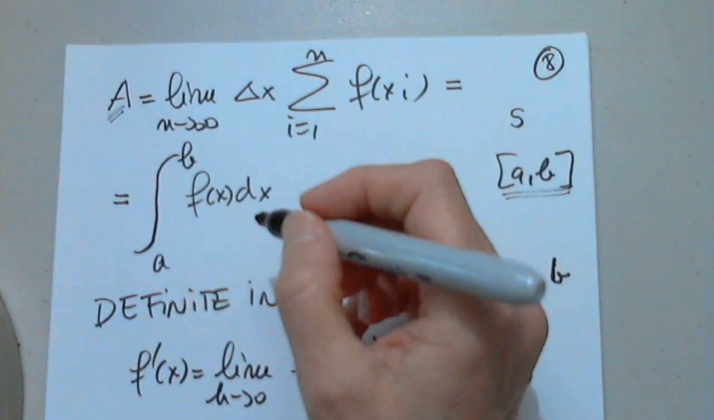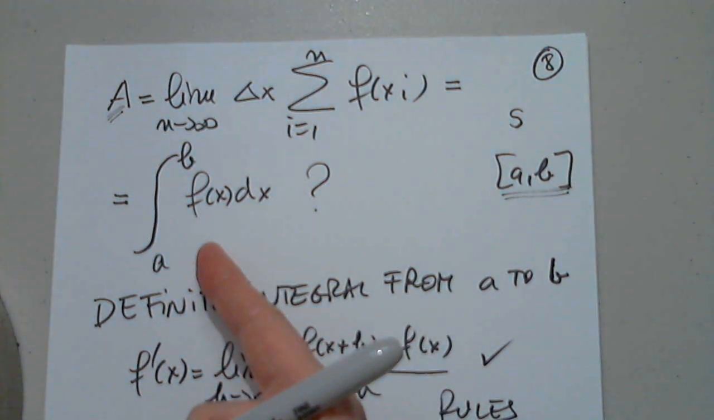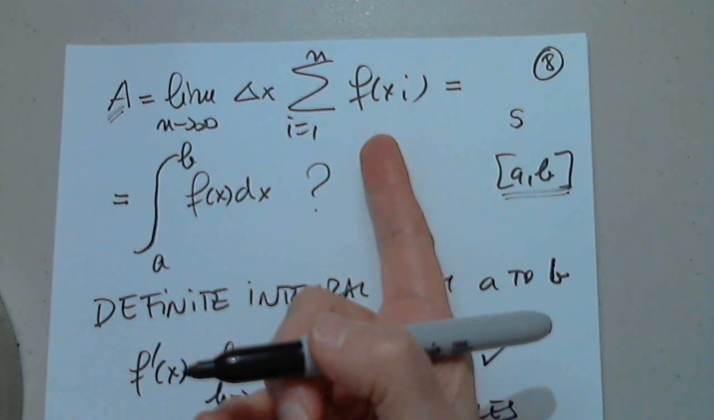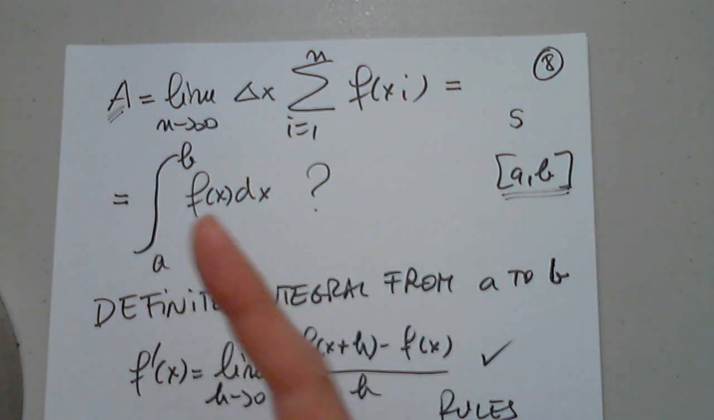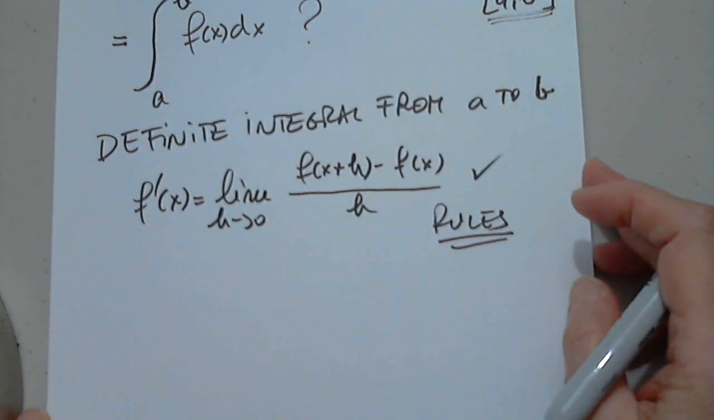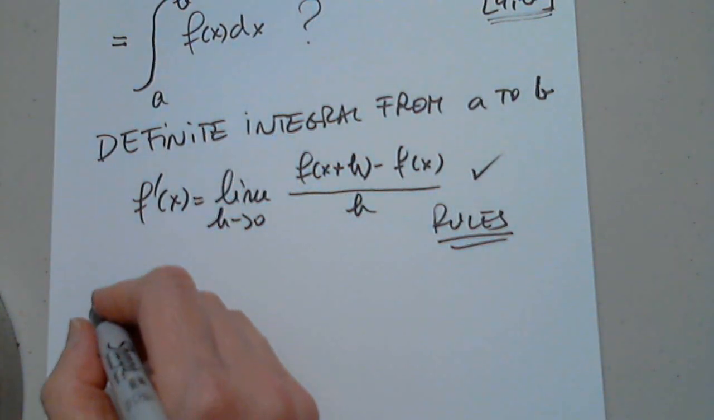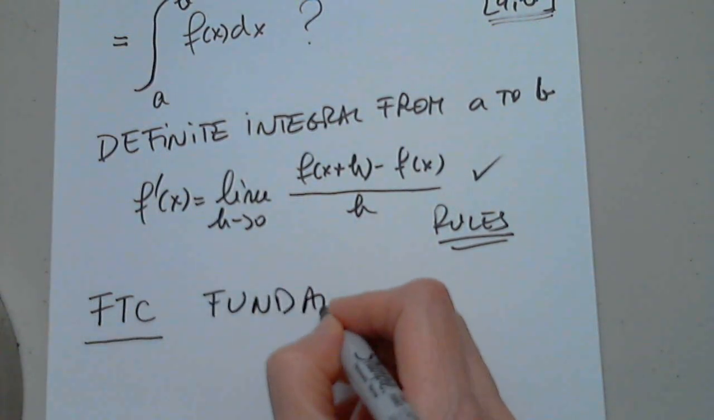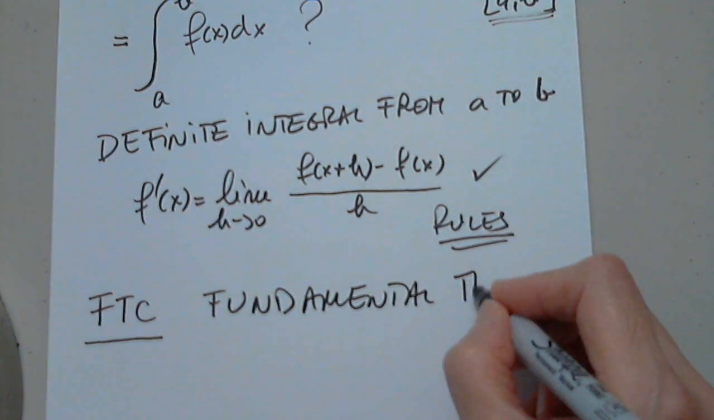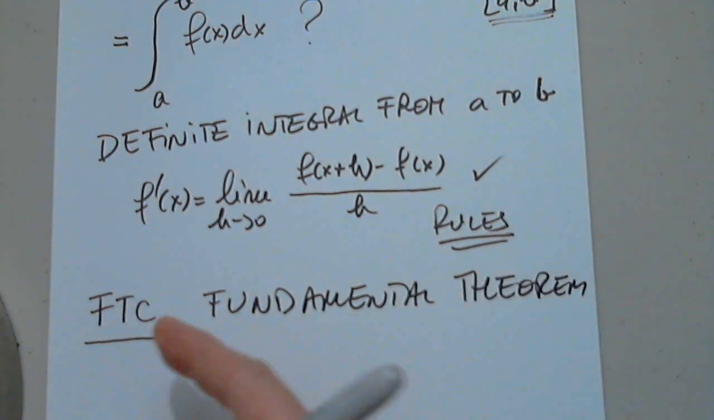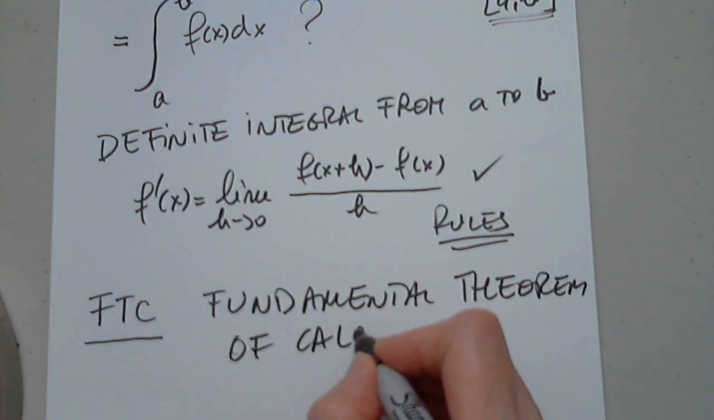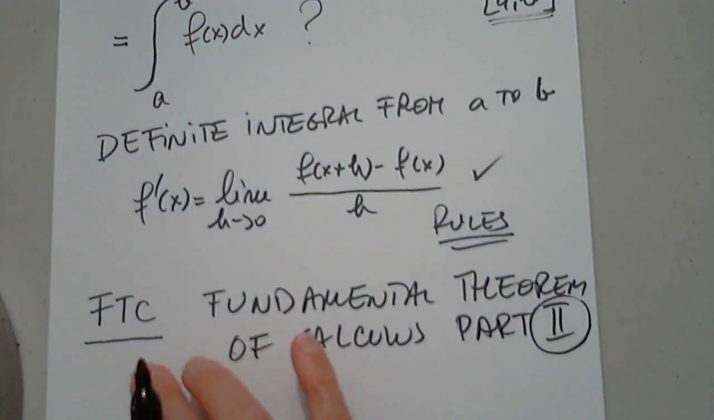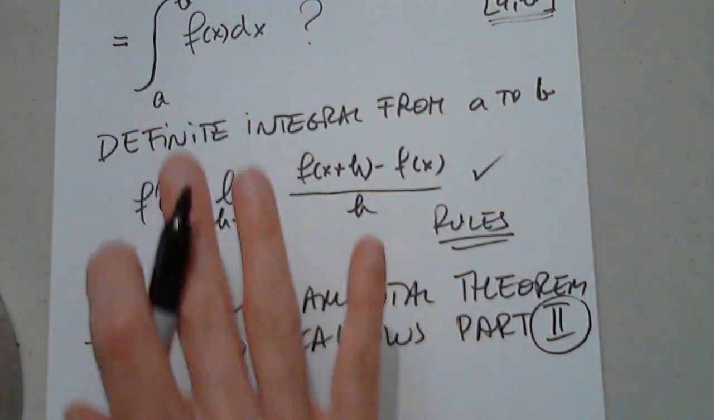Okay? Now the question is, how do I evaluate this? I know how to evaluate this, and I'm restricted to 3 functions. But how do I evaluate this? Okay. So here's how we evaluate a definite integral. It's called FTC, Fundamental Theorem of Calculus, Part 2. There is a Part 1. We're going to get to it. But right now, for this, we only need Part 2.